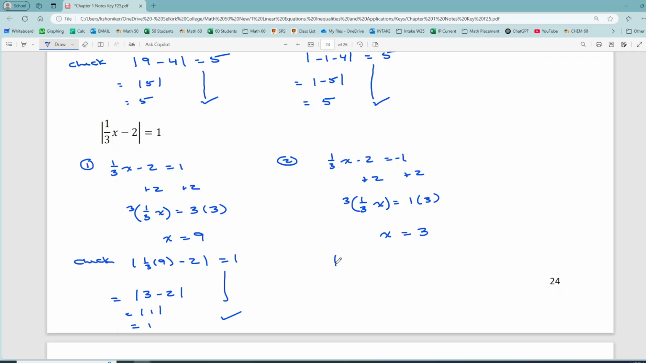So let's check that. Is 1/3 of 3 minus 2, does that equal 1? So remember, you're always checking into the original equation, right? You're putting the absolute value brackets back on, and we're performing the operation. So for this one, you'd have 1/3 of 3 is 1. 1 minus 2 is negative 1, but the absolute value of negative 1 is 1. So both of these values of x make my equation true.